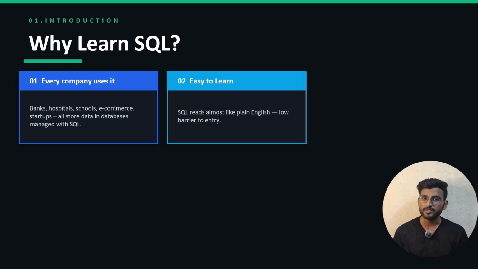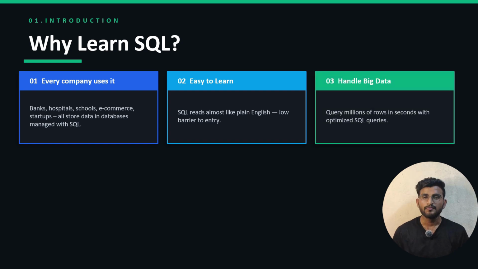The next one is it's easy to learn. If you are a complete beginner, you don't need any prerequisites to learn SQL. It's almost like plain English, so it's a low barrier to entry. The next one is SQL can handle big data. With optimized queries, you can query millions of rows within seconds.